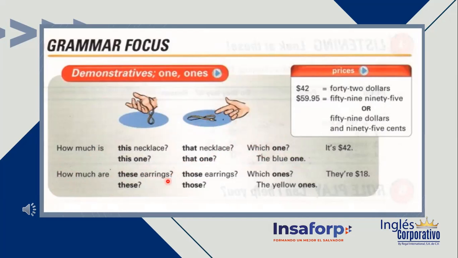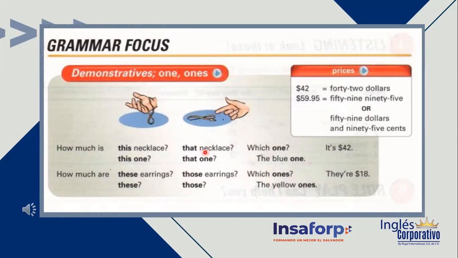¿Cuánto cuestan estos aritos? So again, it means that you can touch the object. Los tiene en la mano o los puede tocar. This, estos. Then we have those earrings. Esos. No los puedo tocar, están lejos de mí. How much are those earrings? Which one? The yellow ones.